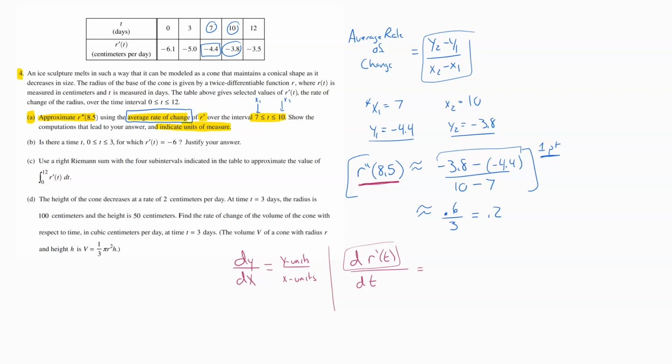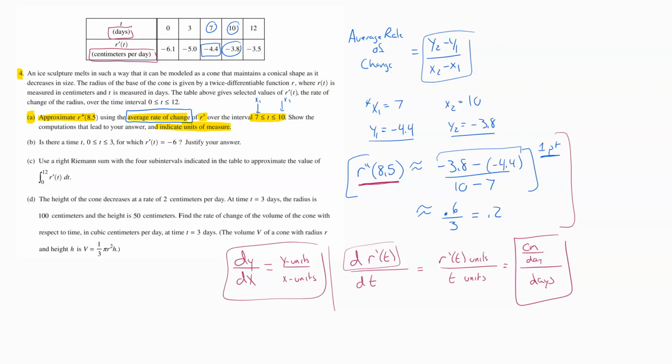So what I now know is it's going to be my r prime of t units divided by my time units. And if we go back up to our table, the r prime of t units would be centimeters per day, and then the t units are going to be days. Then the final units, you could put them anywhere along this route, but your final units are going to be centimeters per day squared. That's why you need a method to get yourself through it, because they don't really make a lot of sense when you read them out loud, but that's how you break it down.